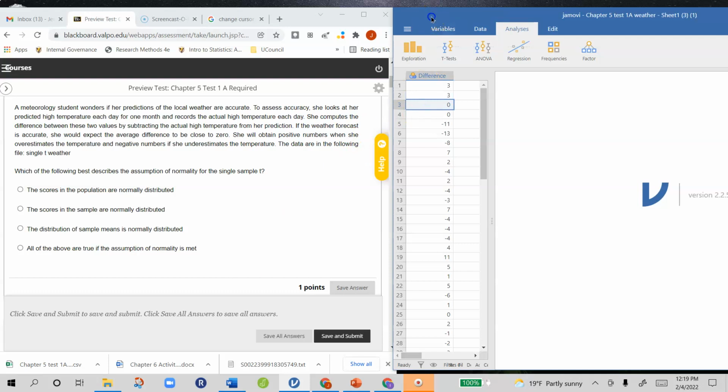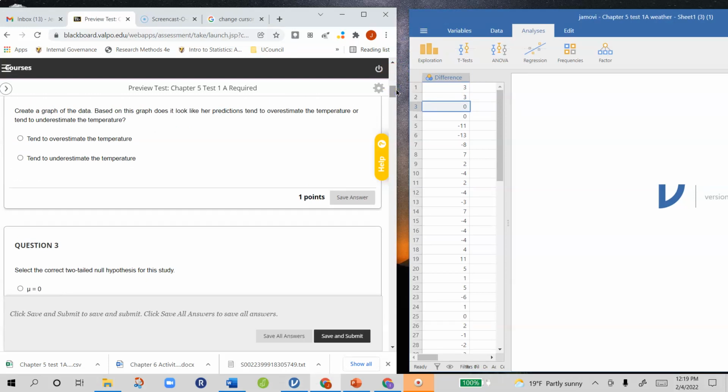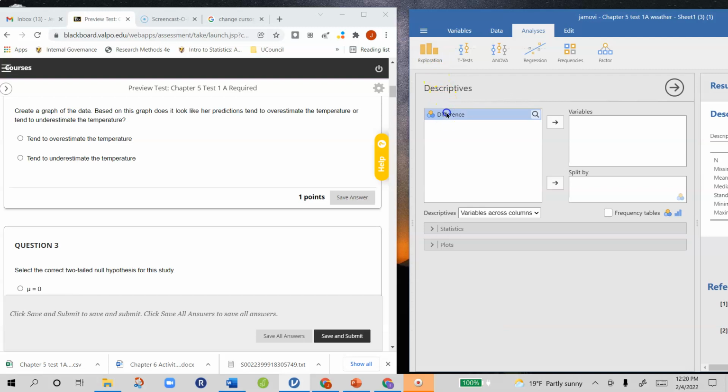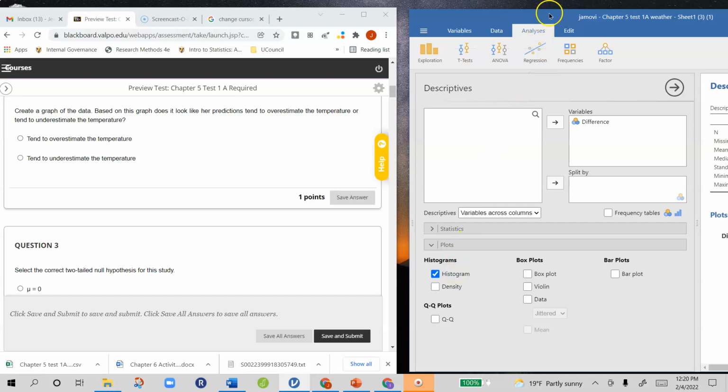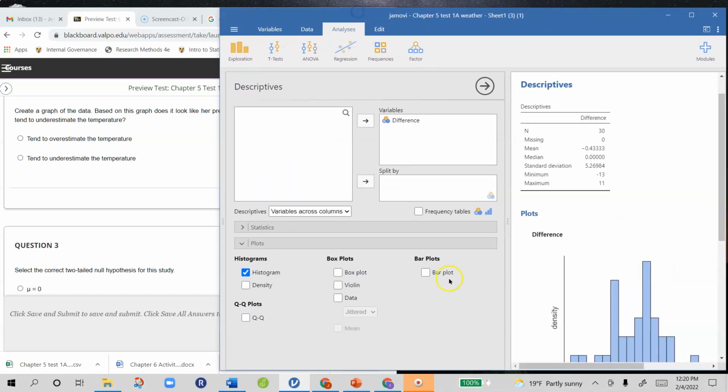Okay, so moving on to question 2. We're going to create a graph of the data, and based on the graph, does it look like her predictions tend to overestimate or underestimate the temperature? So I'm going to click on Exploration and click on Descriptives. I'm going to move that difference score into the variables box, and then I'm going to ask for a graph. These are difference scores, and I'm going to create a histogram because they're continuous variables where fractions make sense.